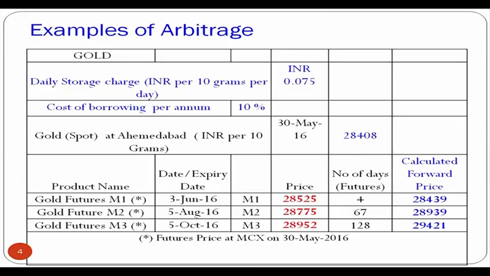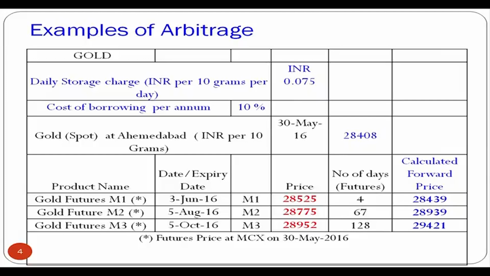By using the cost of carry model and the storage cost, what we get as the theoretical forward price is 28,439 for the M1 contract. Similarly, the calculated or theoretical forward prices for the other two contracts are 28,939 and 29,421 respectively. And the market price, or F actual, prevailing at MCX is 28,525 for the near month contract and 28,775 for the next month contract.